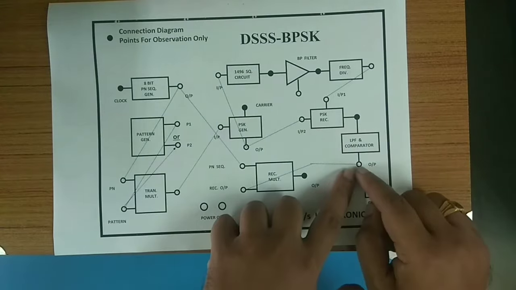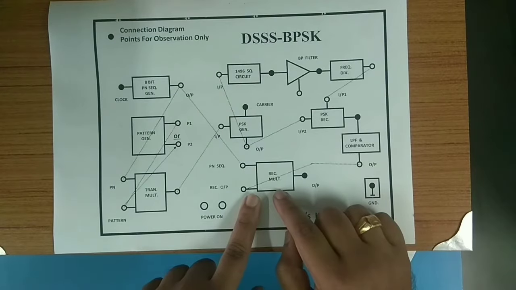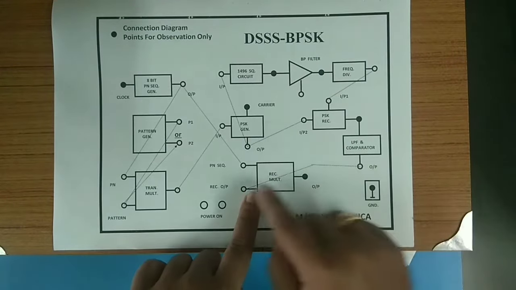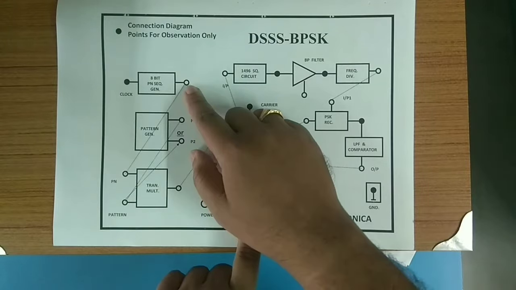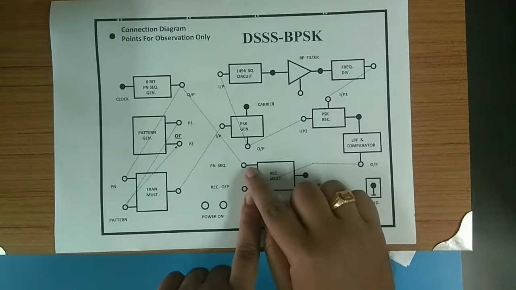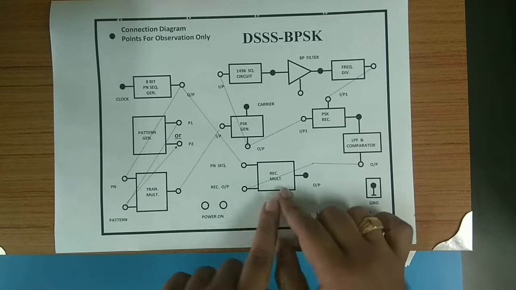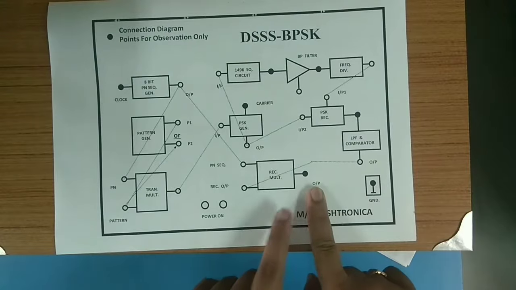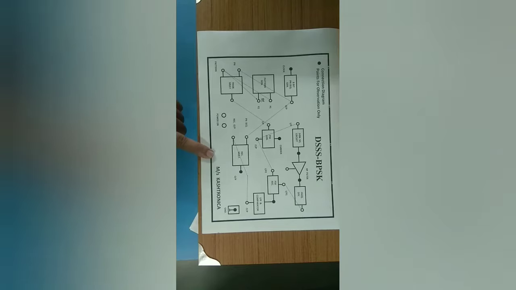After this, the demodulated signal is given to one more multiplier situated at the receiver side. Here we multiply the demodulated signal with the PN sequence used by the transmitter. The same PN sequence is given as input here. So here demodulation of DSSS will happen, and at the end we will get our original signal. This original signal should be exactly similar to our pattern signal. Okay, so let us move to the hardware.